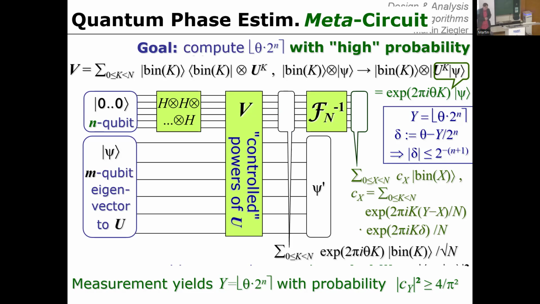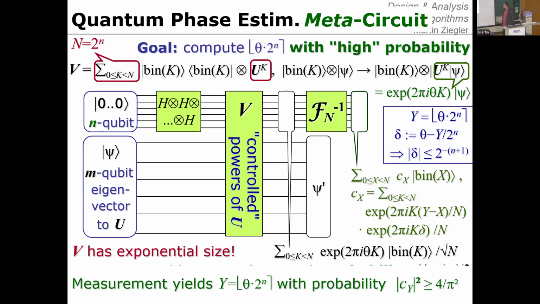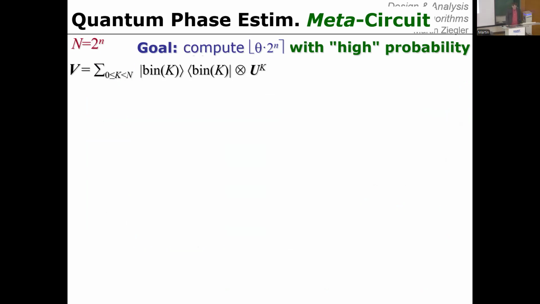Now, how about this V? Can we express V in polynomial size? In general, not. So this is the exponential size. V has exponential size in general. But for some U, we can do better. We can make V have polynomial size. And the U that we have been considering all the time for Shor's algorithm is luckily of this form.